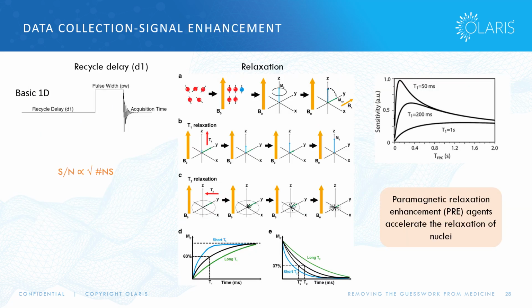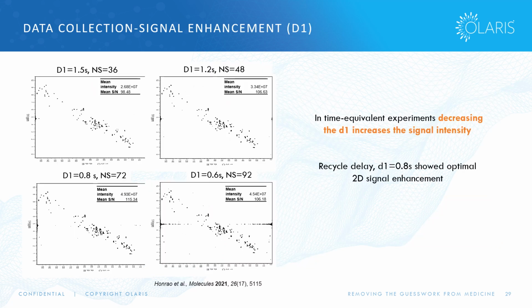Another thing that we tested to gain a little bit more time and a little bit more signal intensity is using every information about the NMR. So we can use a lower cycle delay but a higher number of scans. We can use PRE agents, paramagnetic relaxation enhancement agents, that can help us accelerate the relaxation of the nuclei in our sample. In fact, using a lower D1 but a higher number of scans, we had a great increase in signal to noise ratio. We got signal enhancement.